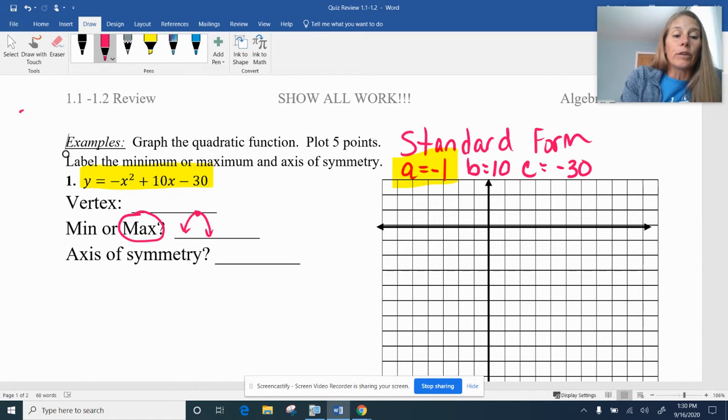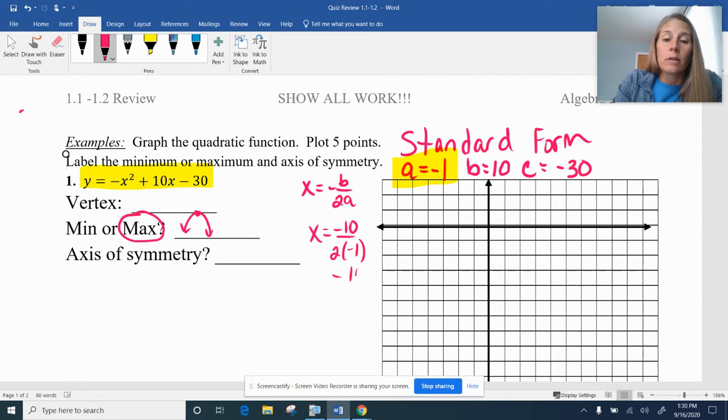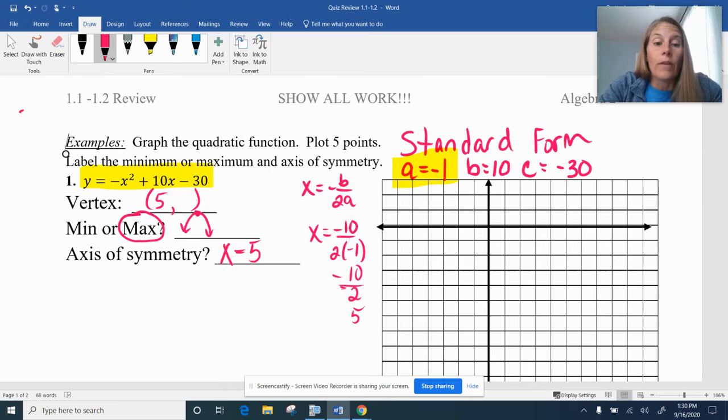Now, to actually find the vertex or the axis of symmetry, we want to use that little formula -b over 2a. If we put in the -b, that would be -10, and then 2 times -1 for the a. If we simplify that, we get -10 over -2, which simplifies to +5. So that 5 will be the first half of our vertex. It will also be the axis of symmetry, but remember that should always be written as an equation, x equals 5.